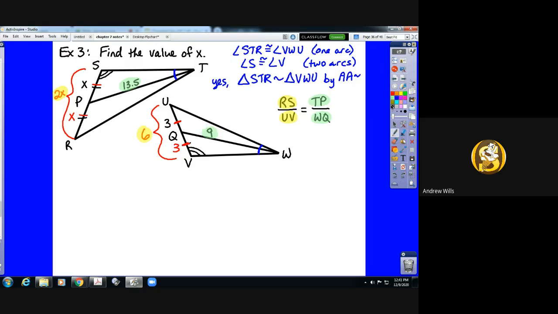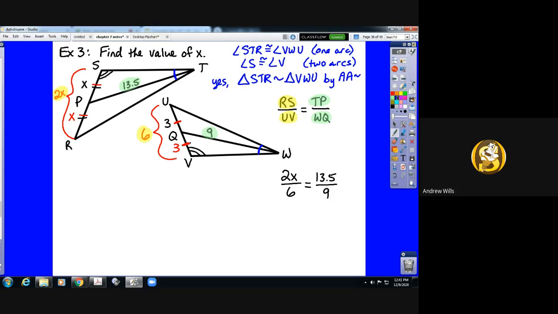So again, we set up and solve the proportion here. RS is 2x, UV is 6. TP is 13.5 and WQ is 9. So cross multiply, solve for X, and tell me in the chat what is the value of X. Everybody's working ahead of me. I must be talking too much. Okay, good. We got 4.5 for X.